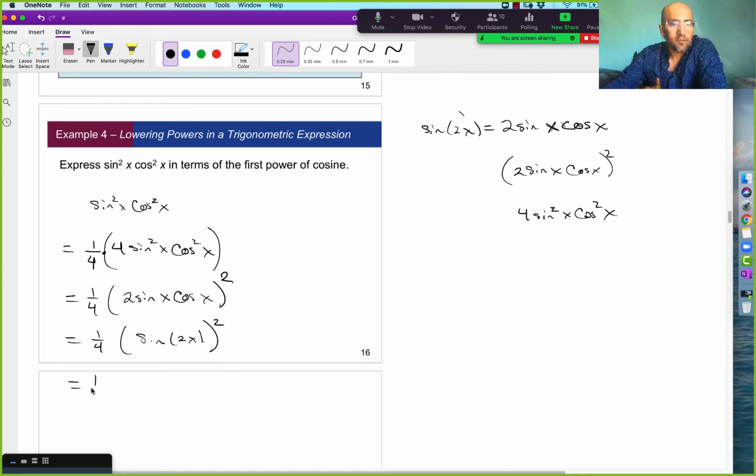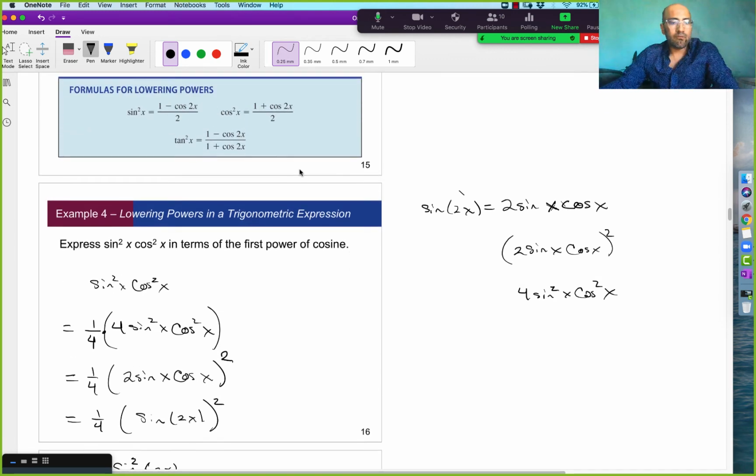Okay, so this is equal to 1/4, and writing it in a slightly different way, this is just moving this square into there. This is sine squared of 2x. Okay, so I want to use the power lowering formula for the sine function when the angle is 2x. Good, and that formula is right in here. It's this guy. It's going to be 1 minus cosine of twice the angle.